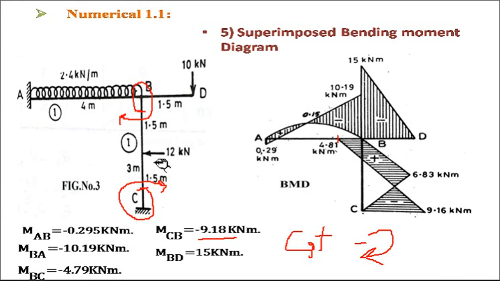Now this is the vertical member, and the load is acting here, so the free bending moment diagram will be like this. We know the formula: when the load is acting at the center, it is WL upon 4. Put the value of W and L, and we get that value as 6.83. In this way you have to draw the superimposed bending moment diagram for the portal frame. Thank you very much.